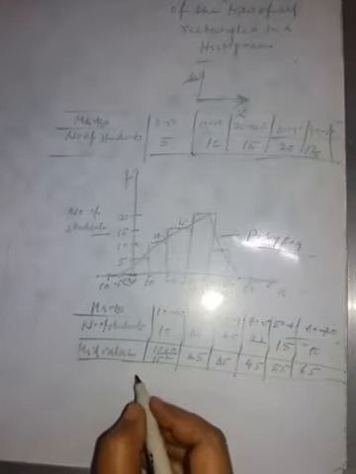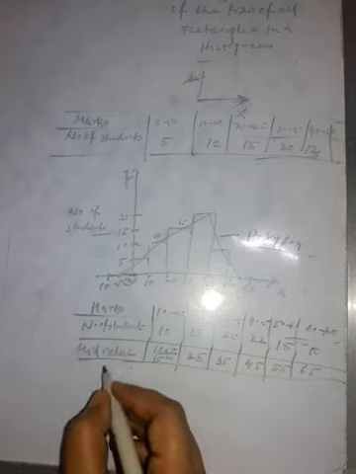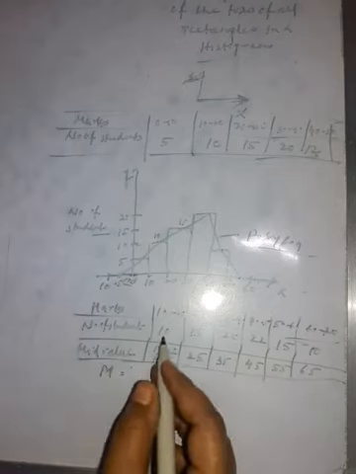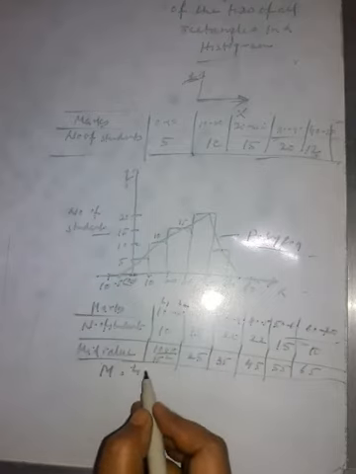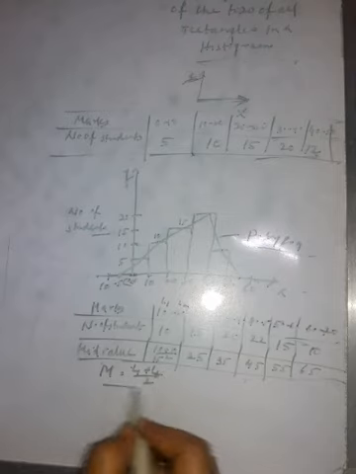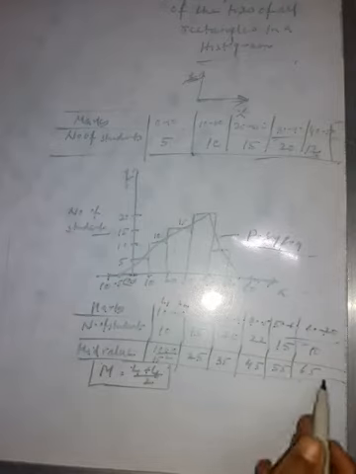I am writing over here the formula of mid value. Mid value is denoted by M. M equals L1, the lower class limit, plus L2, the higher class limit, divided by 2. That is the formula of mid value. So we will find the mid values. These are the mid values, and now I will draw a polygon without a histogram.